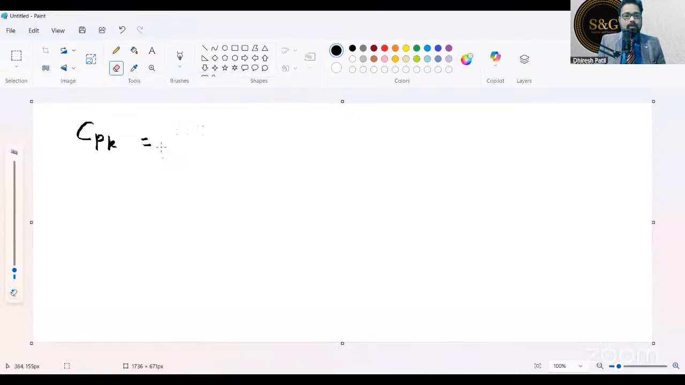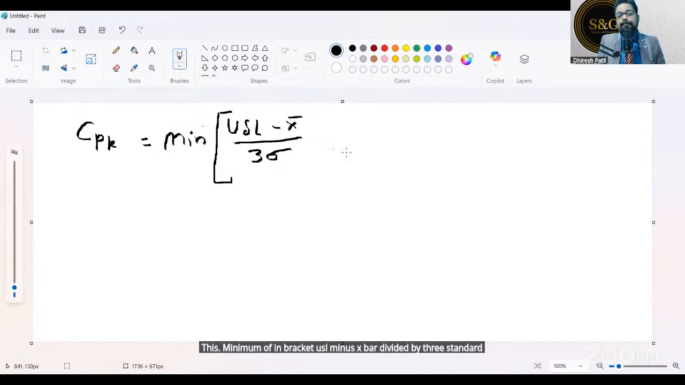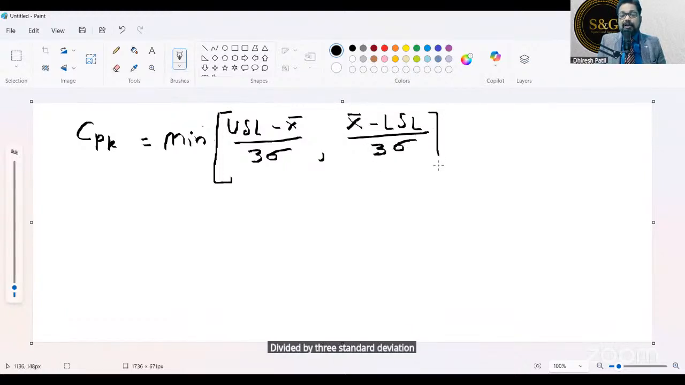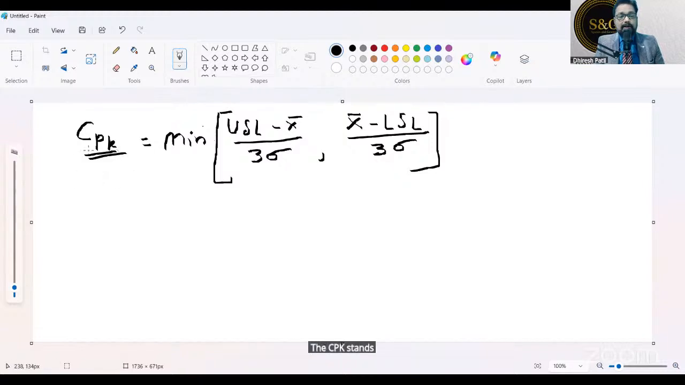this. Minimum of, in brackets, USL minus X bar divided by 3 standard deviation and X bar minus LSL divided by 3 standard deviation. And whichever is the minimum value, that becomes the Cpk. Cpk stands for process capability index. Write this down.